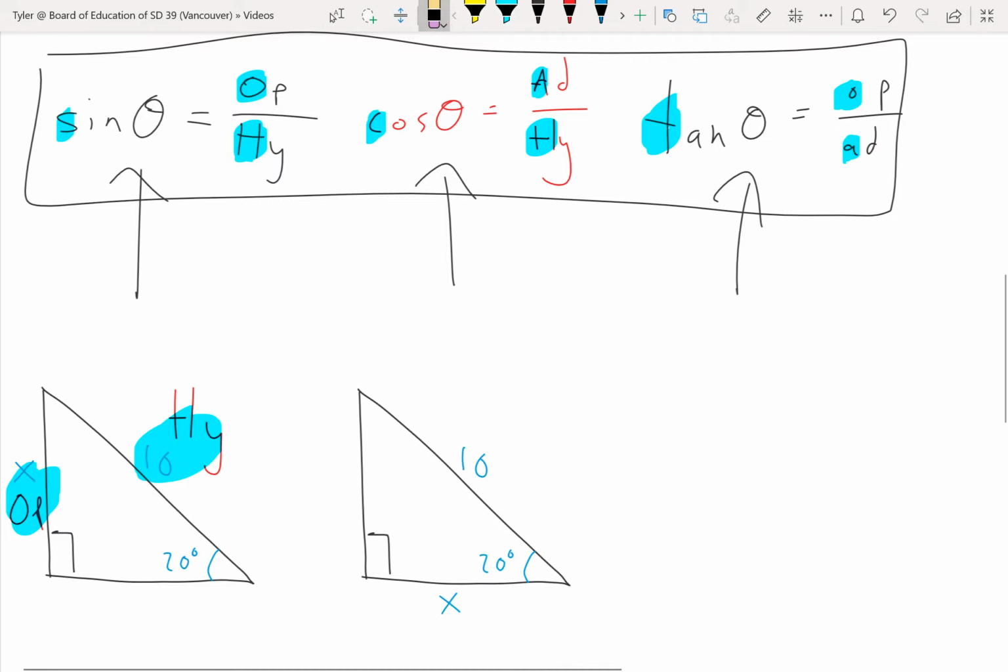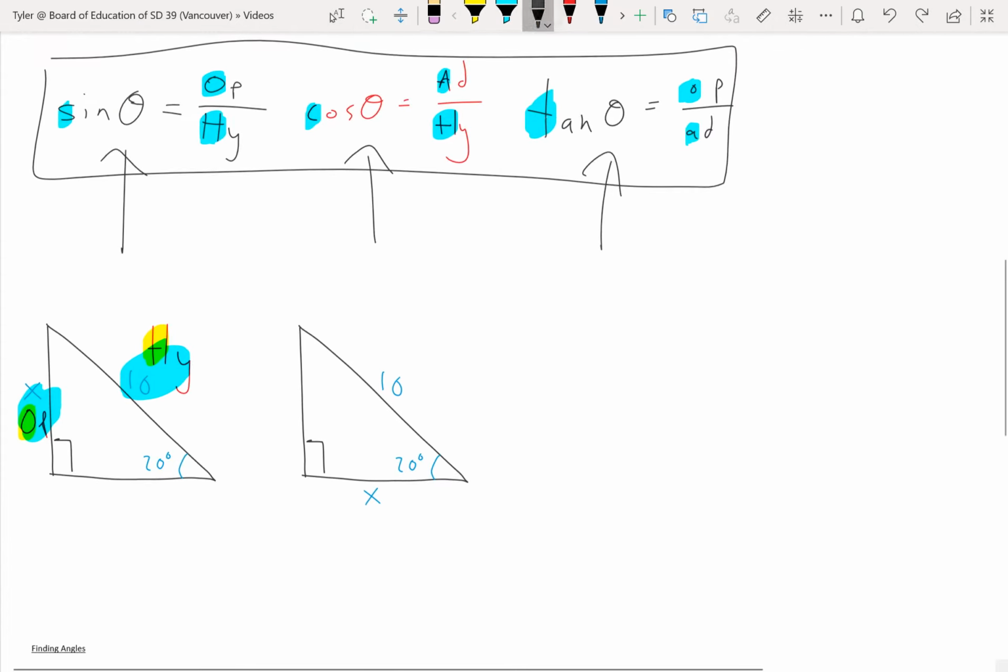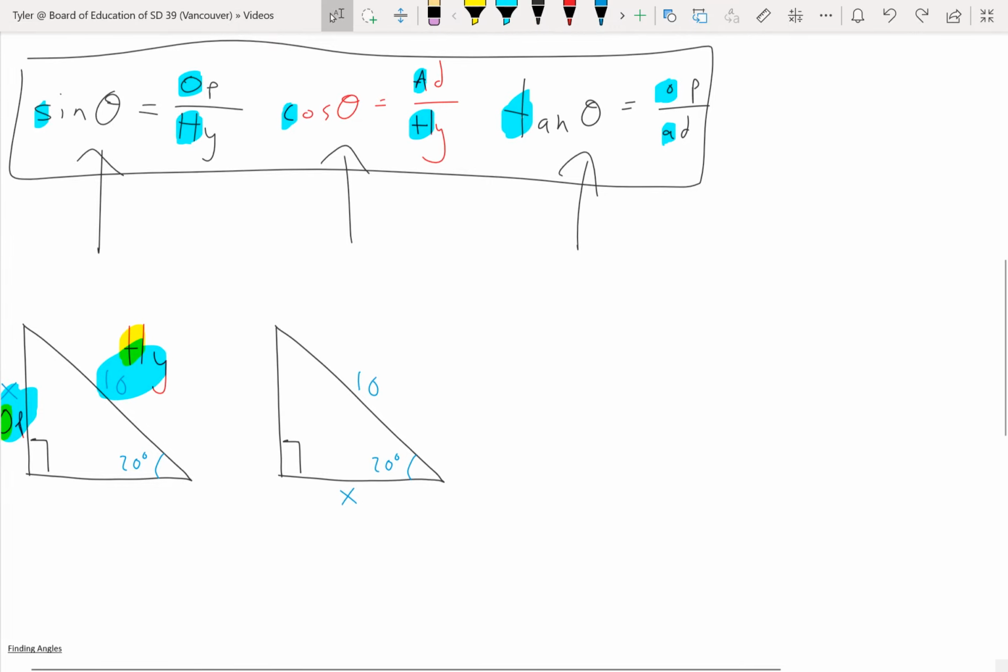Okay? So I have the letter H and the letter O. So the only equation that uses the letter H and the letter O is sine. So my first step is I'm going to have to write the equation right underneath it. Sine theta is equal to opposite over hypotenuse. And then we're going to solve it. And I'll show you how to solve it in a sec. Let's set up this question first, just to make sure we understand what's going on.